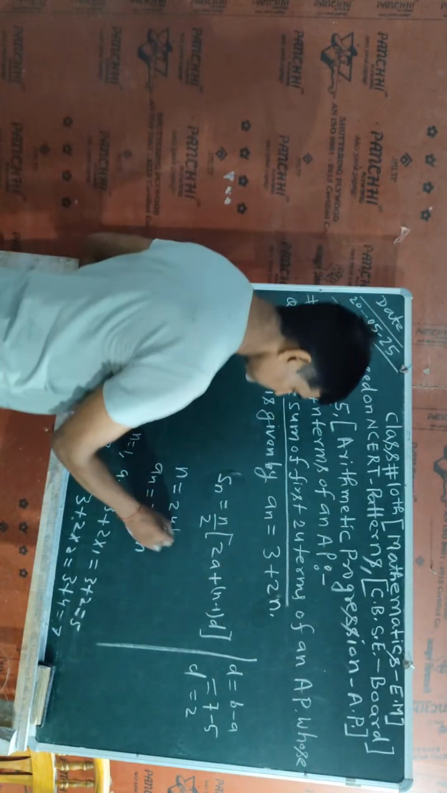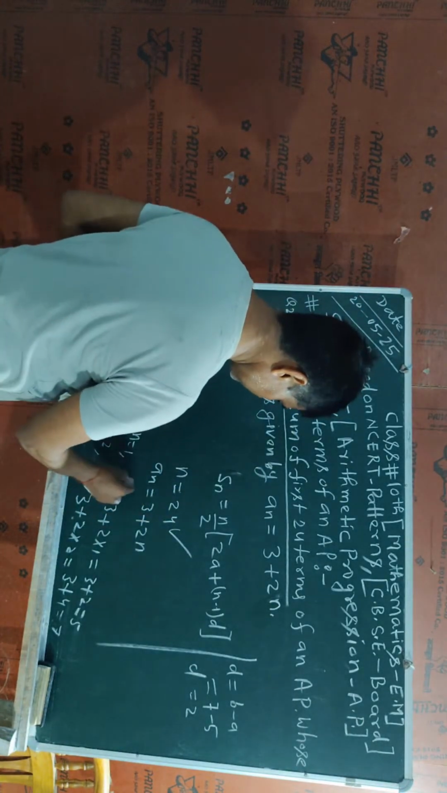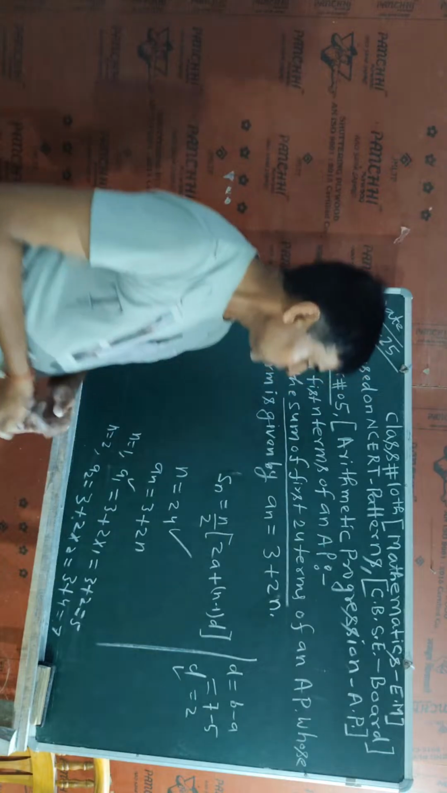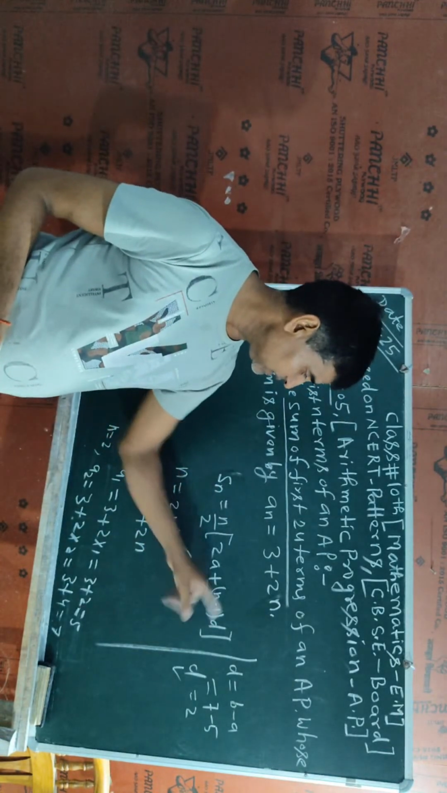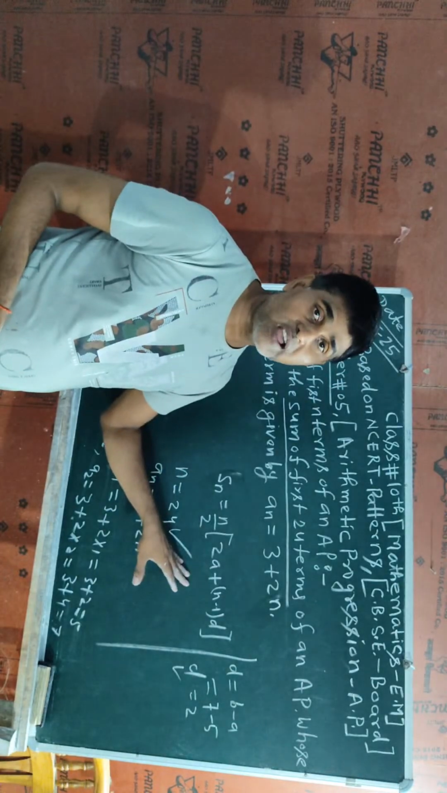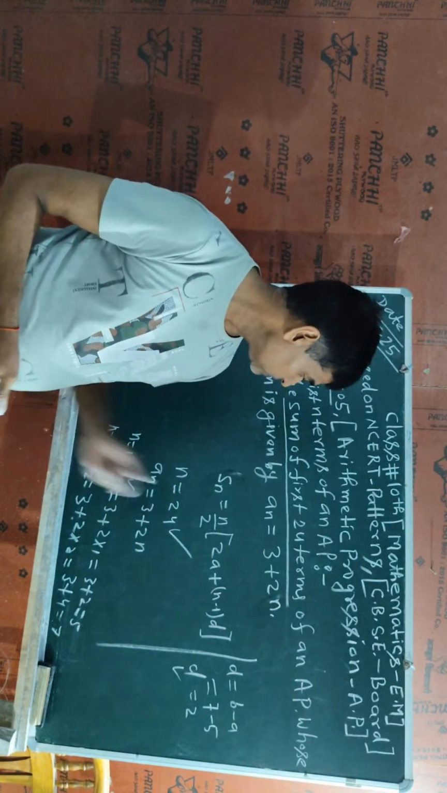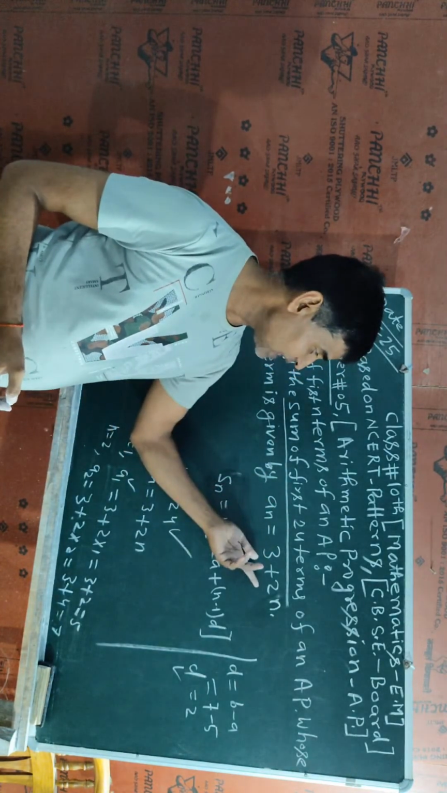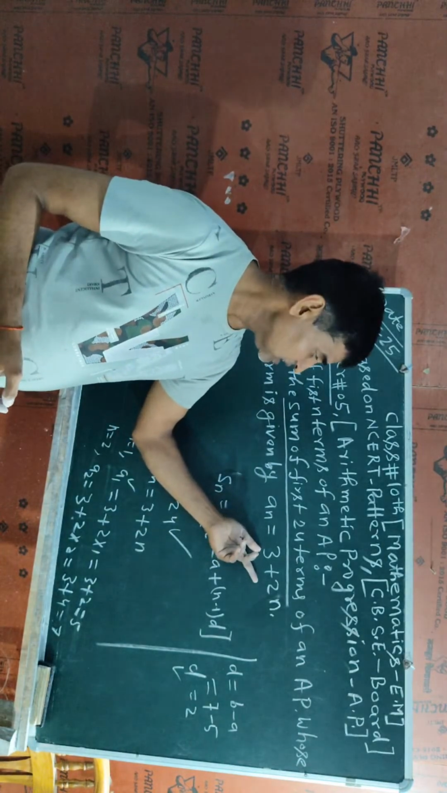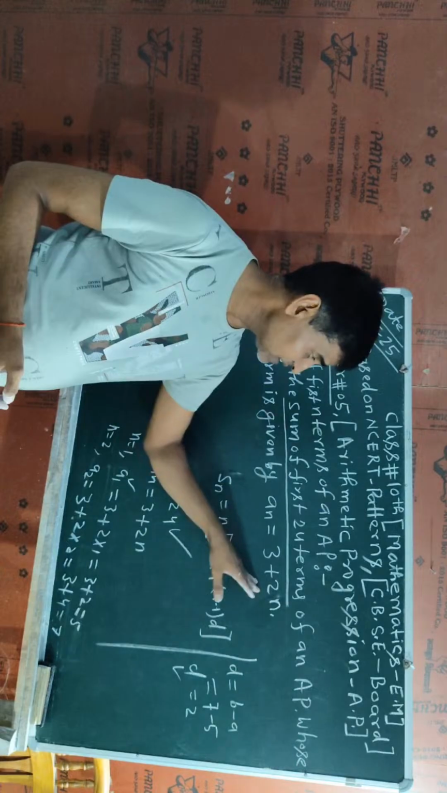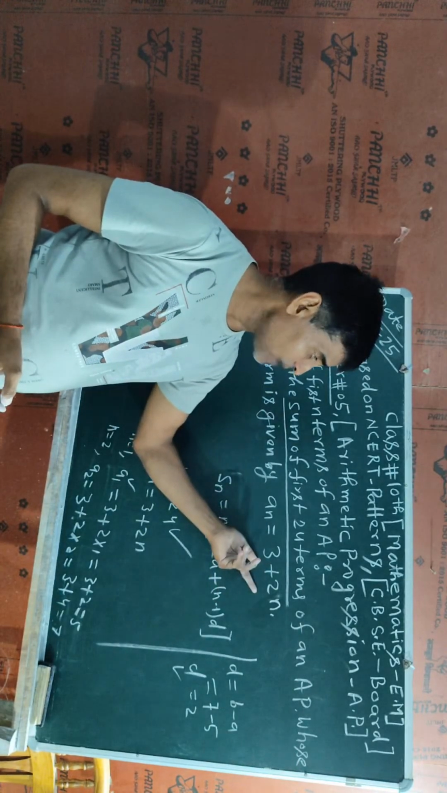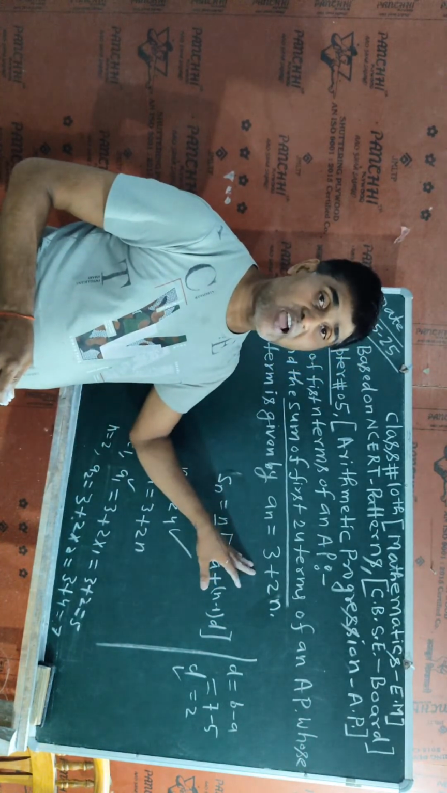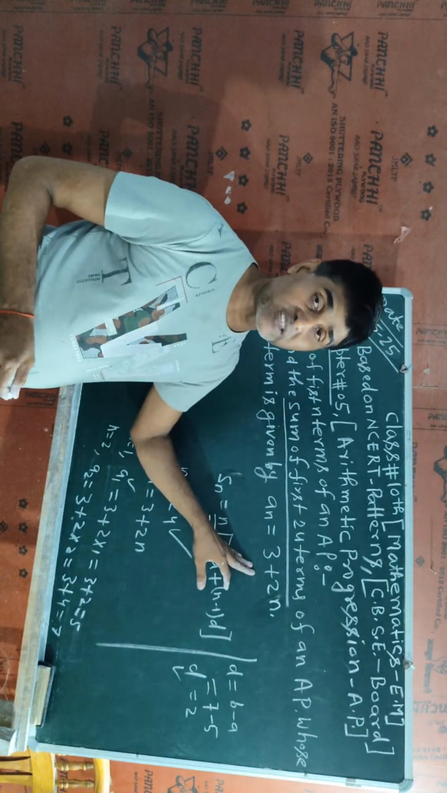So the value of n I also know, and the value of a I also know. So all the values of n, a, d I will substitute in this formula. After substituting, we will get the sum of first 24 terms of an arithmetic progression, and that nth term is already existing in the arithmetic progression.